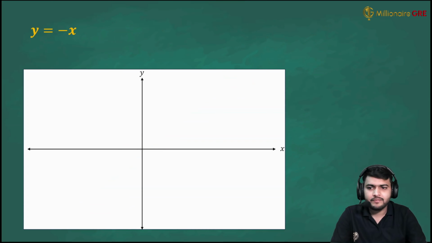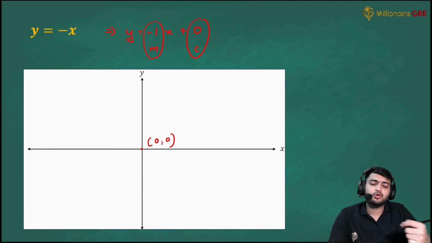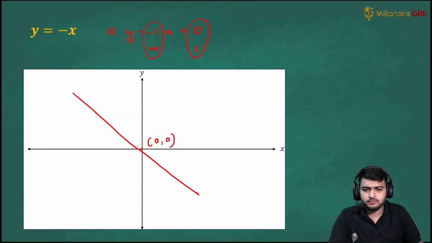Let's move ahead. Y is equal to minus x. Let's represent this line in the form of y is equal to mx plus c. This can be written as y is equal to minus 1x plus 0. Here slope is minus 1 and c is 0. C is 0 implies that the line will pass through the origin. Slope is minus 1 means it's a descending line. It will look like this. This is y is equal to minus x.